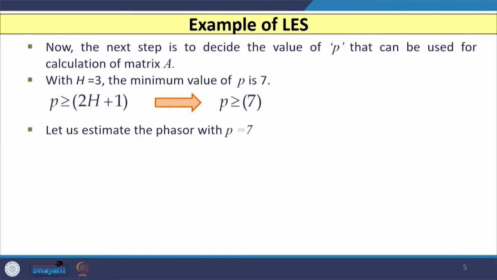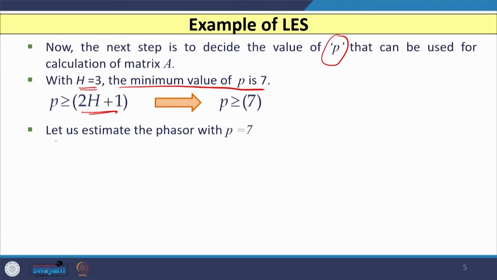The next step is to decide the value of P, so that it can be used for the calculation of the other matrices. We consider the value of H as 3, because we need to calculate the first, third and fifth harmonics other than the DC component. The minimum value of P is 7 from the equation 2H plus 1, that is 2 into 3 plus 1. So, minimum we require 7 samples to estimate the unknown values of the fundamental, third harmonic, fifth harmonic and DC term.